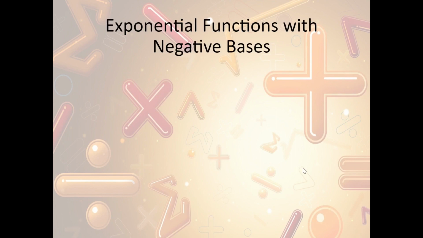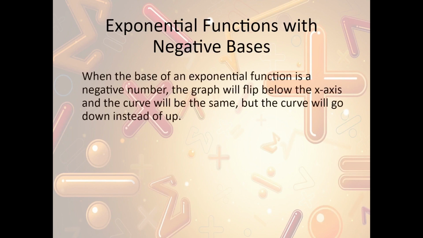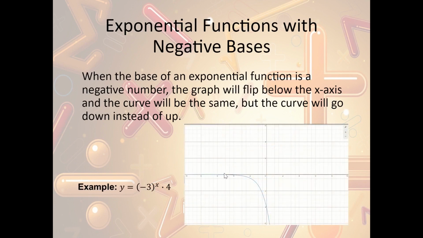Now what if the base is negative? Well, when the base is negative, the graph will flip below the x-axis and will go down instead of up. For instance, we have y equals negative 3 to the x times 4. So here, it's going to flip and go downward below the x-axis. It's going to be exactly the same graph as 3 to the x, but it's going down this direction, like it was reflected below the x-axis.